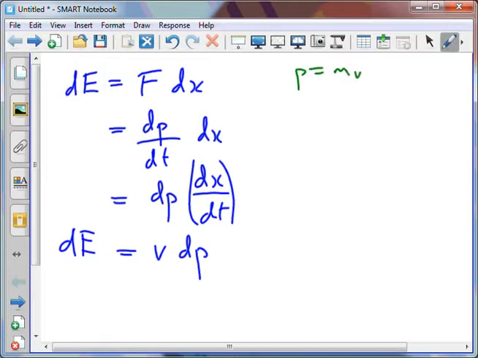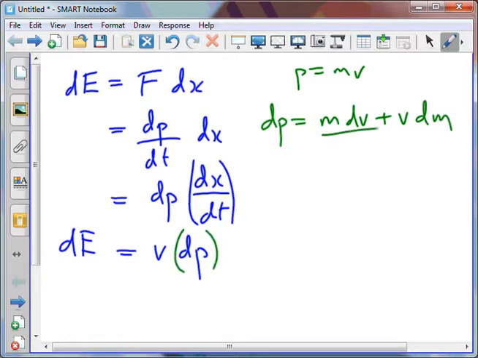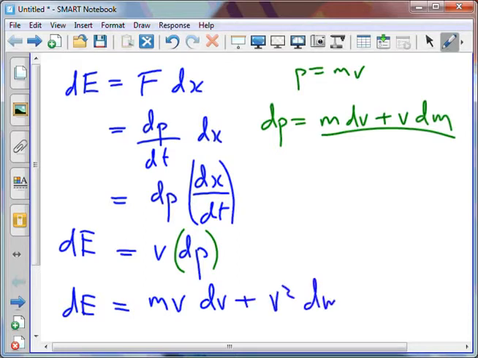Momentum, well, dp is equal to m dv plus v dm. I could replace this with this. So I end up with dE as mv dv plus v² dm.